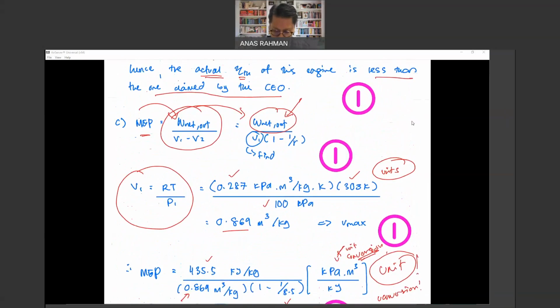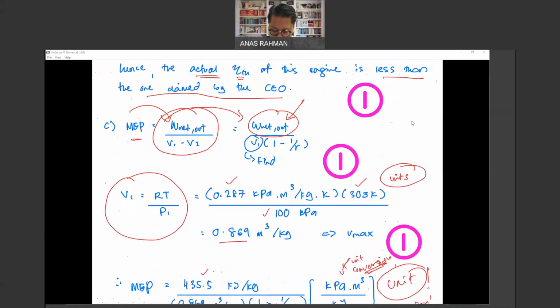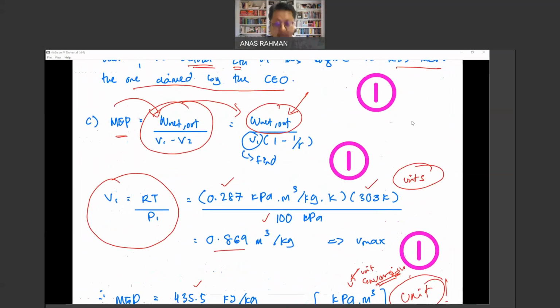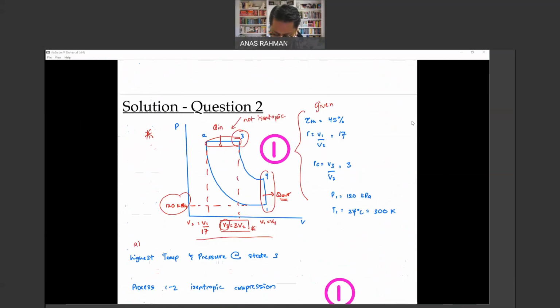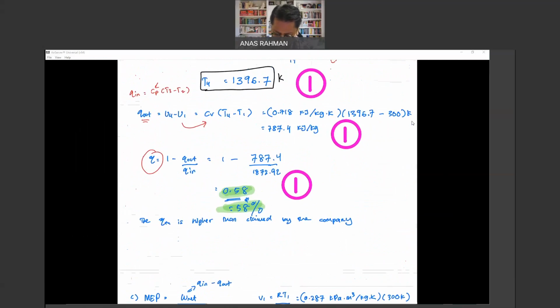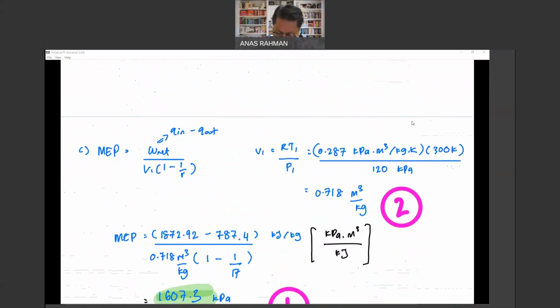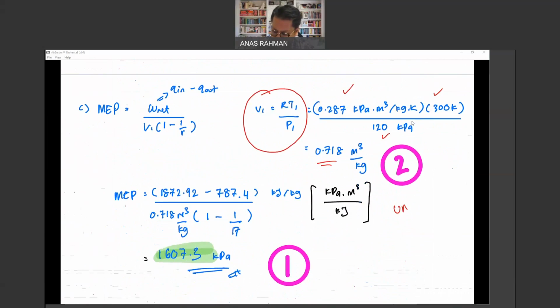Okay. So for C, MEP, again similar to before, we just need to calculate the volume. So from here, we can calculate the volume. Oh, sorry. Let's go back. Sorry. This is question 2. Okay. So again, we can calculate the volume from the ideal gas equation. Okay, so we know this from the table given to us. You get your V, and then again, I would like to emphasize over here, units, very, very important. Otherwise, marks will be deducted.